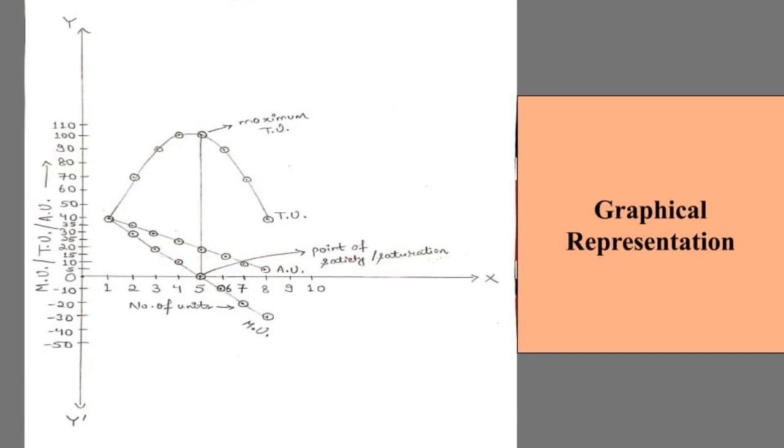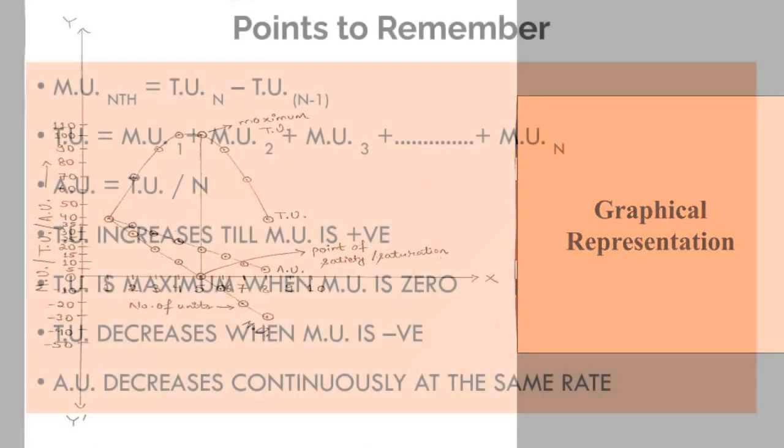Average utility is also showing a downward trend. So here the topmost graph is of TU, that is total utility, and at fifth unit of consumption it is maximum. It is showing its maximum value at 100 utils of utility, and then it is falling downward as the marginal utility has become negative. So this is the graphical representation.